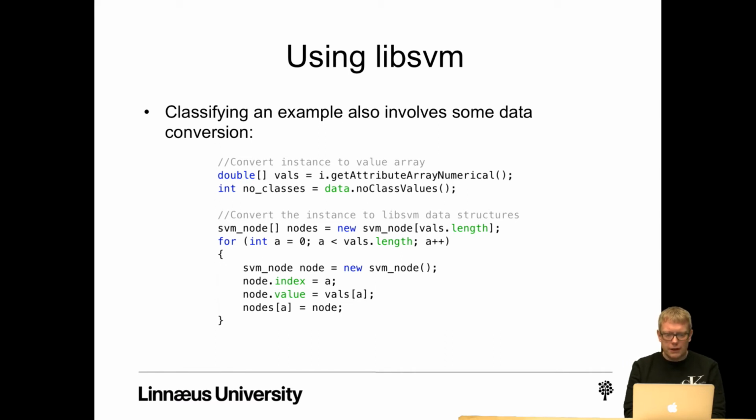When we want to classify a new example, we also need to convert the data from our representation to the libsvm representation. So we create a new array of SVM nodes, and then we create a new SVM node for each attribute of a training example. Node.index is the attribute index, node.value is the attribute value, and we set the node to the correct position in the SVM node array.